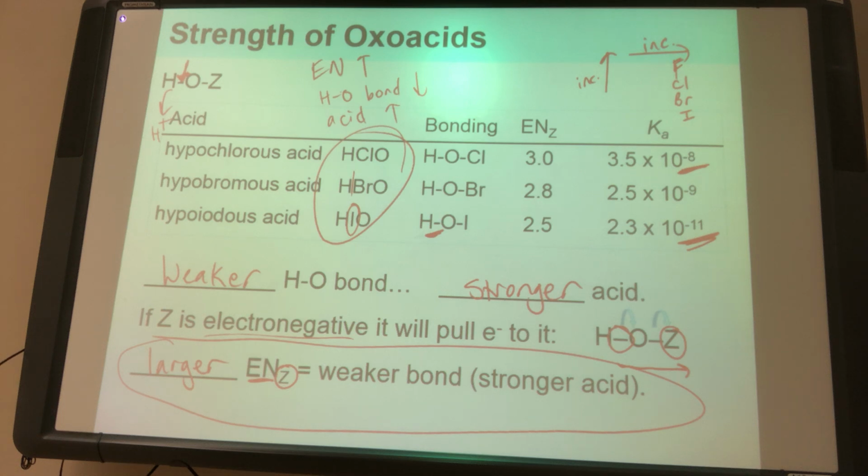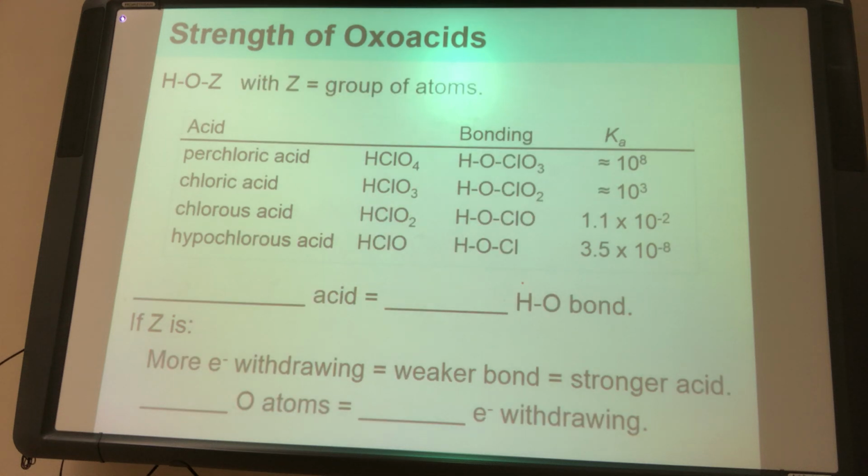All right, now this is if I have 1 O, and the only thing that's differing is here. Here, this is similar, but I've got 1 O, and then I've got the Cl, but the difference is the amount of O's on the Cl. So it's still HOZ, but my Z is a group of atoms. So I have a bunch of different atoms. All right, process is the same. If I want a strong acid, this bond has to be weak. So I need a weaker OH bond. The weaker the OH bond, the stronger the acid.